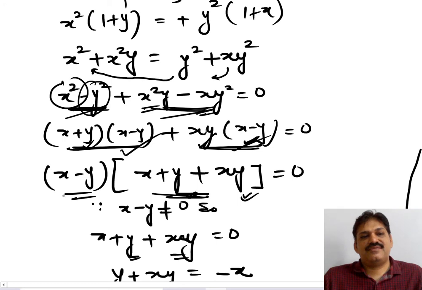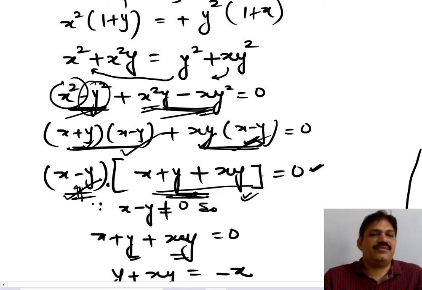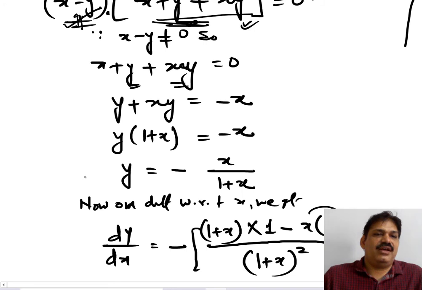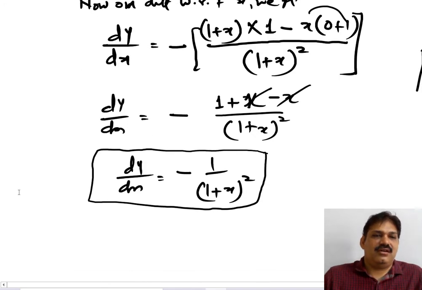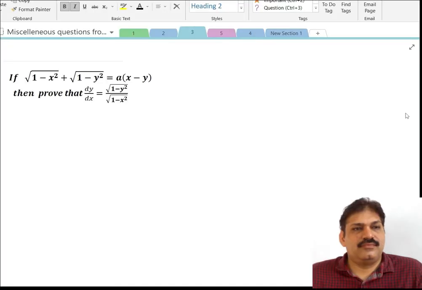After taking x minus y common, since x is not equal to y and the product of these two factors is 0, that means if this factor is not 0, then for the product to be 0, this factor must be 0. With the help of this, we got the value of y in terms of x and just differentiated to get the answer. That's it.